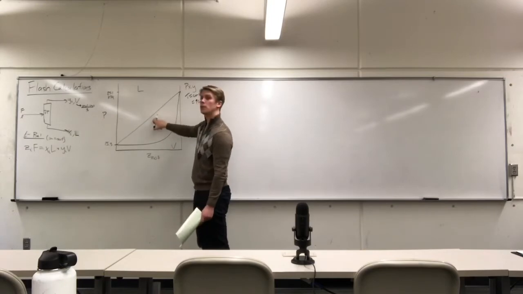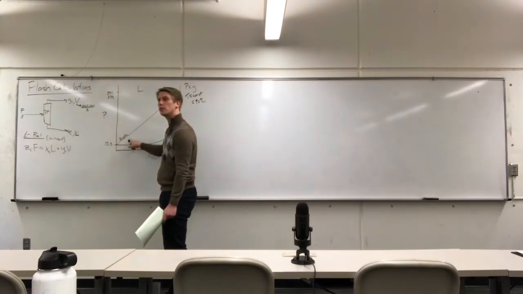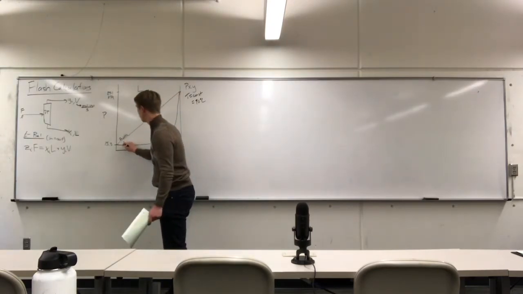Liquid to two-phase region, what's that transition called? Bubble. Bubble point. And vapor to liquid is dew.